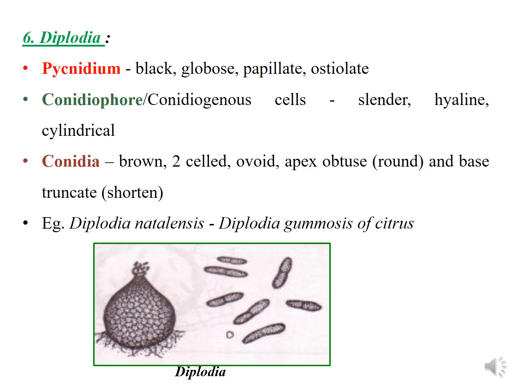And coming to another genus, Diplodia. In Diplodia, the pycnidium is black, globose, papillate and ostiolate. Conidiophores or conidiogenous cells are slender, hyaline and cylindrical, and the important characteristic here is the conidia, which are brown, two-celled and ovoid, round at the tip. So obtuse, round, and the base truncate; here you can see a round shape, and it is two-celled. An example for this Diplodia is Diplodia natalensis, which causes Diplodia gummosis of citrus.